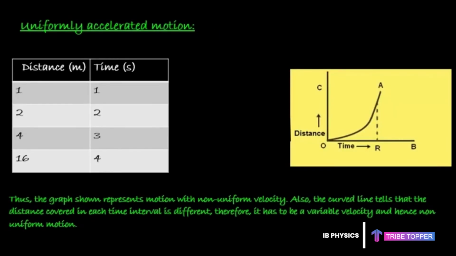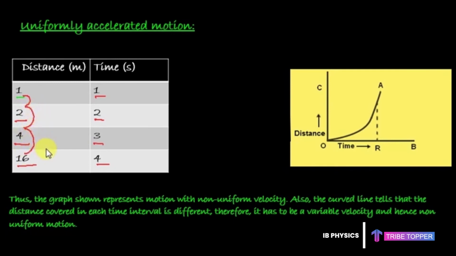Now we move to uniformly accelerated motion. We know that in this uniformly accelerated motion, the distance covered is not equal in equal intervals of time. Like we have here, the table says that distance is 1 meter in 1 second, then 2 meters in 2 seconds, 4 meters in 3 seconds, and 16 meters in 4 seconds.